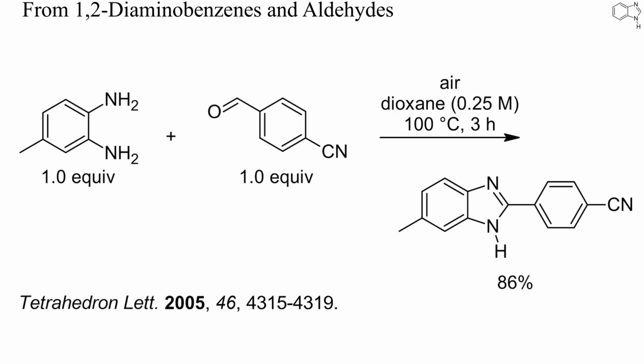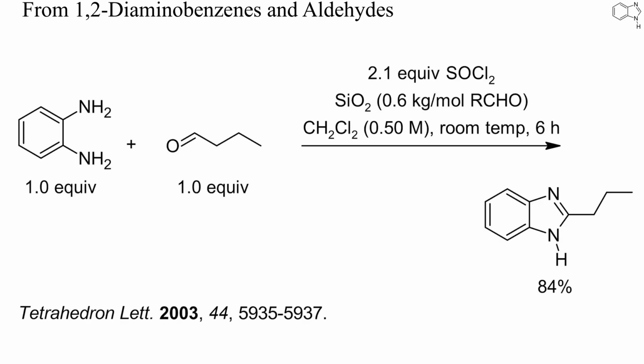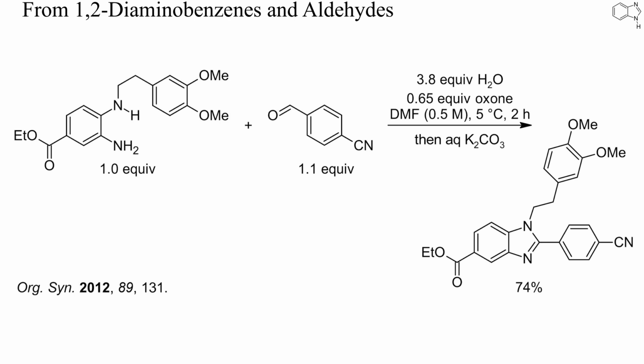In this example the condensation was run in the presence of air, and again a high yield of benzimidazole resulted. Reactions with aliphatic aldehydes can cause more problems because of self-condensation of the aldehyde. Here benzimidazole formation was achieved at room temperature with an excess of thionyl chloride as dehydrating and oxidizing reagent. With oxone as oxidant, cyclization and oxidation can also proceed at low temperature under relatively mild conditions.